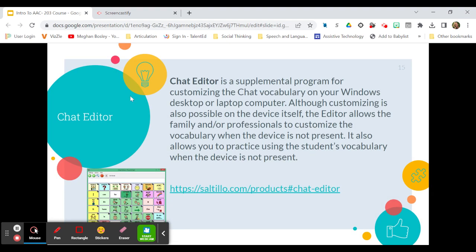PRC Saltillo also makes a software called Chat Editor. Our district uses this software. It is a free download, and throughout the course, you will get experience using this. It is just their supplemental software to help caregivers, therapists, and educators support their users. And that is it so far.